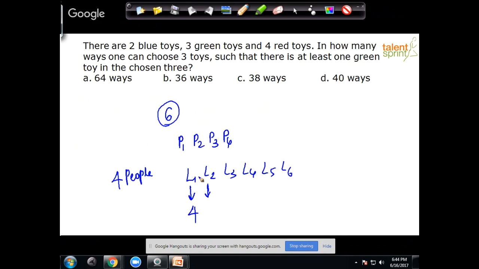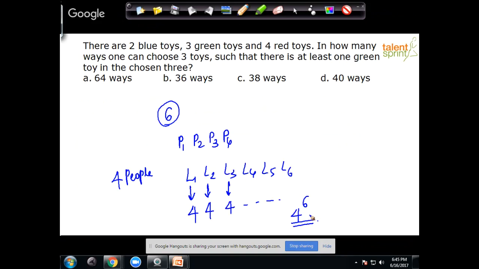Similarly, the second lottery ticket can be given to person 1, person 2, person 3, or person 4. Again, it can be done in 4 ways. Similarly, the third lottery ticket in 4 ways. So totally, all the lottery tickets put together, in how many ways can you distribute them among the persons? 4 to the power 6. Samuel, it is 4 to the power 6, correct?